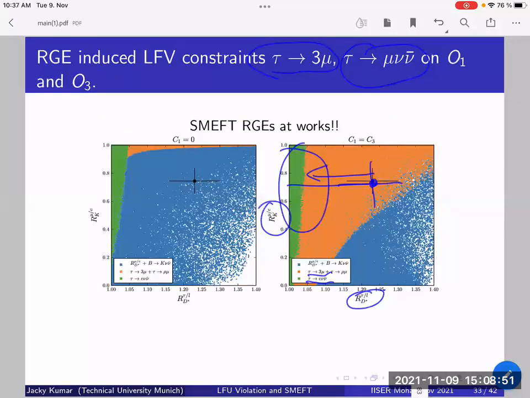So when this model came, with the third generation, it made a big splash that it's a nice model: when new physics couples only to the third generation, you can explain the anomalies. But then some Italian group found that if you include RG running effects, then it's basically excluded.